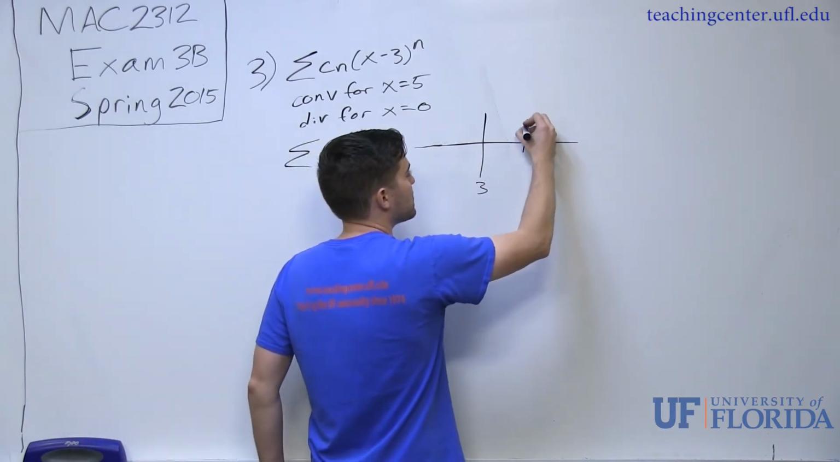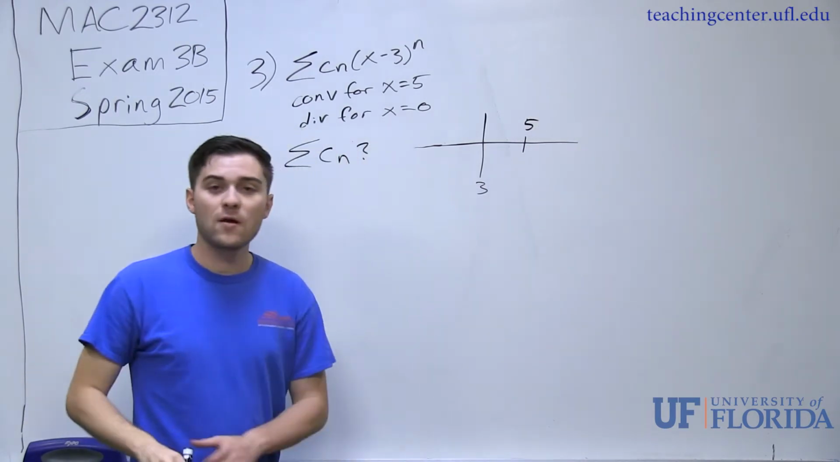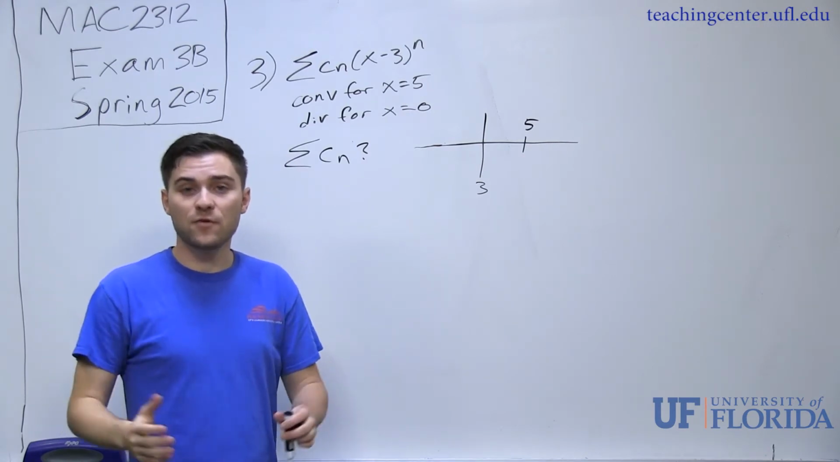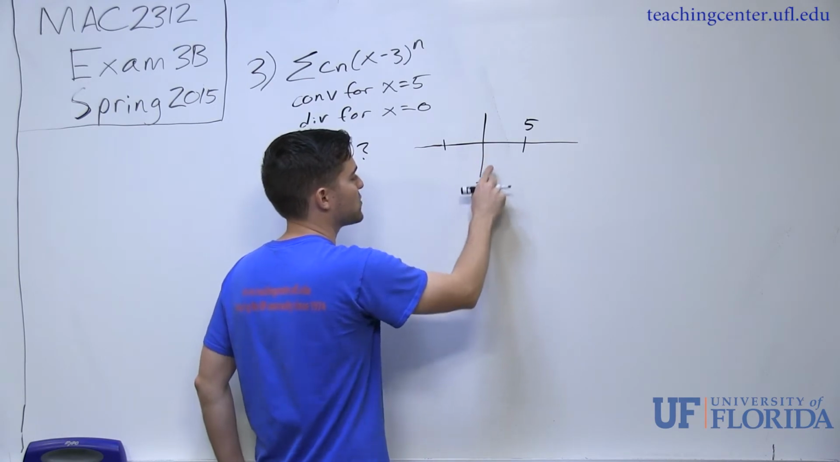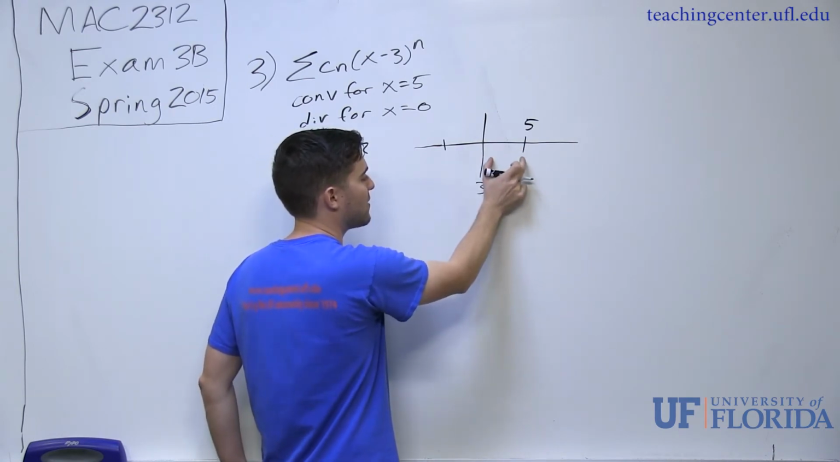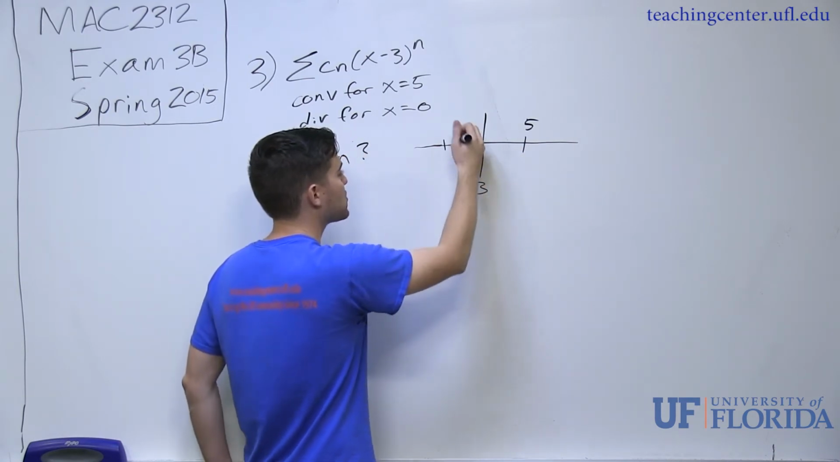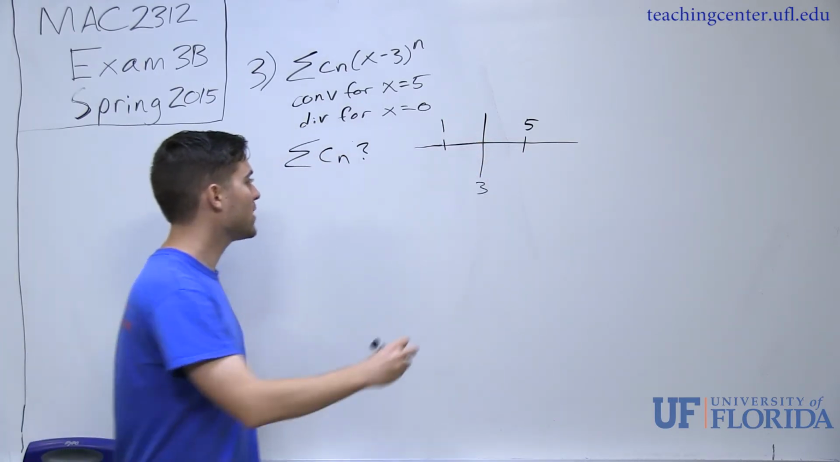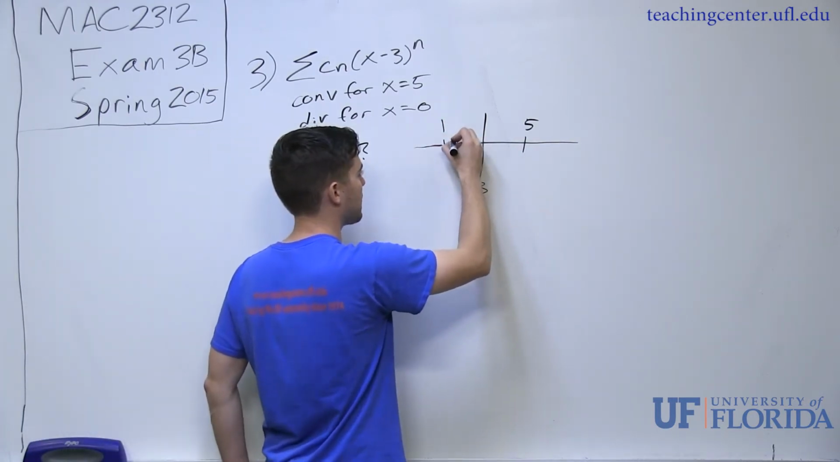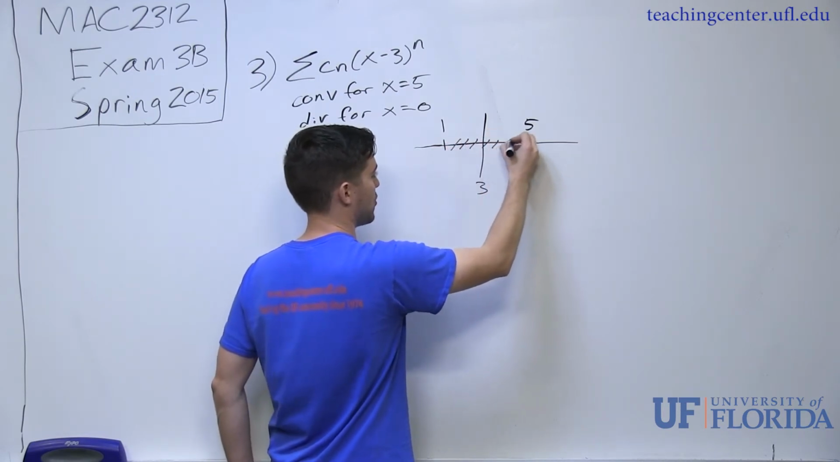It says that it also converges for x equals 5. So if it converges for x equals 5, by the rule of the radius of convergence, it should also converge 2 spaces back this way. So 3 to 4 to 5 is a distance of 2. So back this way should be a distance of 1. So I know that all values in here are going to converge.